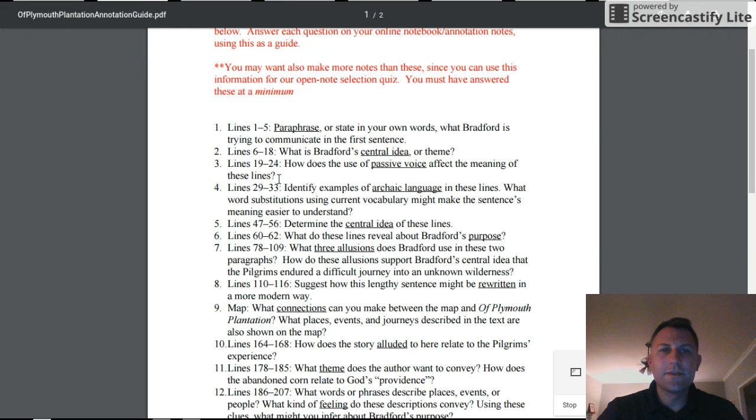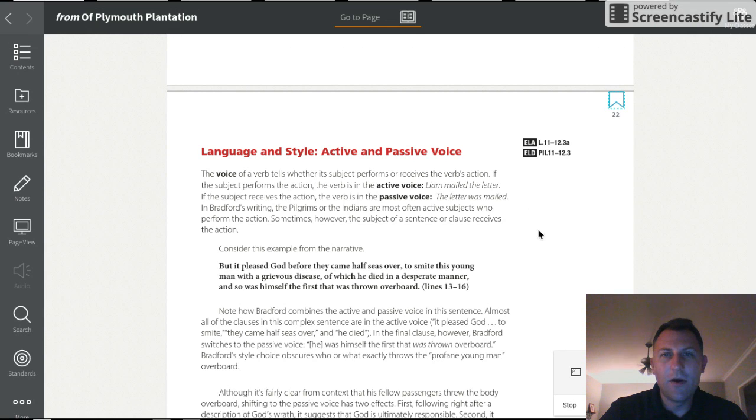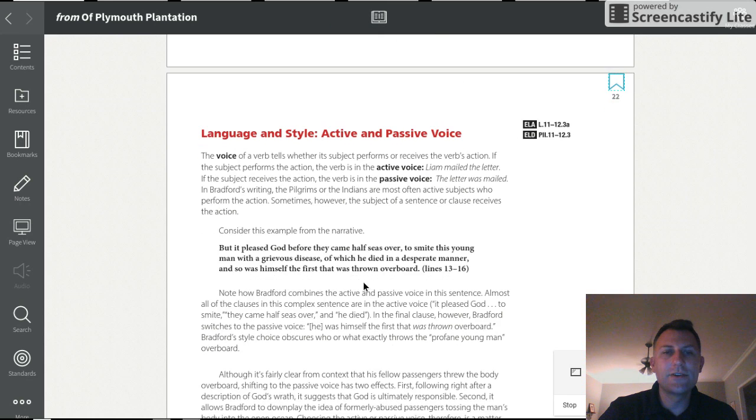Okay, so this is to answer the questions about active and passive voice. How does the use of passive voice affect the meaning of these lines? Okay, for 19 through 22. And I want to show you that on page 22, you'll see a little bit about active voice. If this doesn't make sense to you, I want you to read this down here.